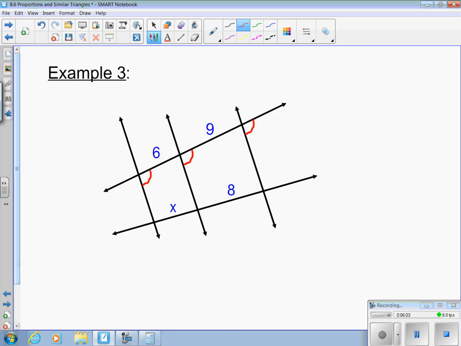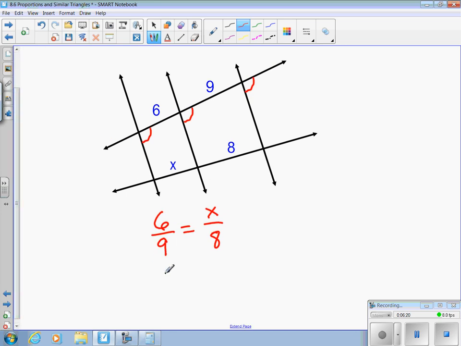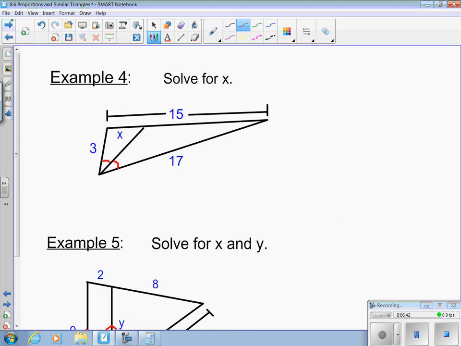And now we can use that to answer the next two questions. How do we solve for x? Well, 6 over 9, the ratio of these two sides, has to equal x over 8. Once again, I'm going to reduce, divide by 3, so I get 2/3 equals x over 8. Cross multiply and divide, you get 16/3, which is 5 with a remainder of 1. There's your answer for that part.